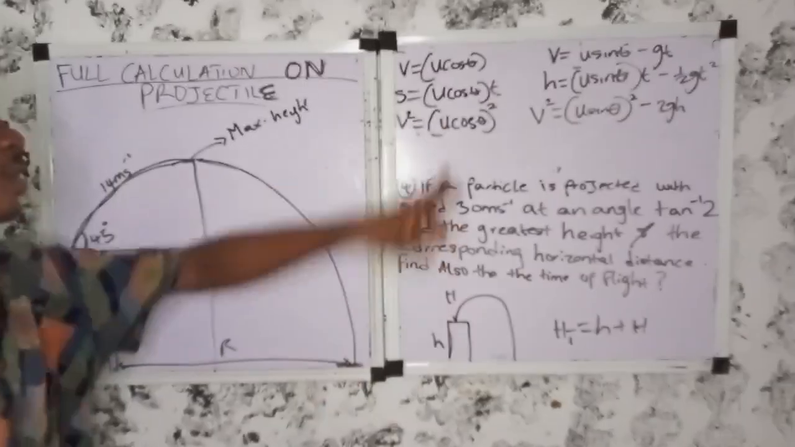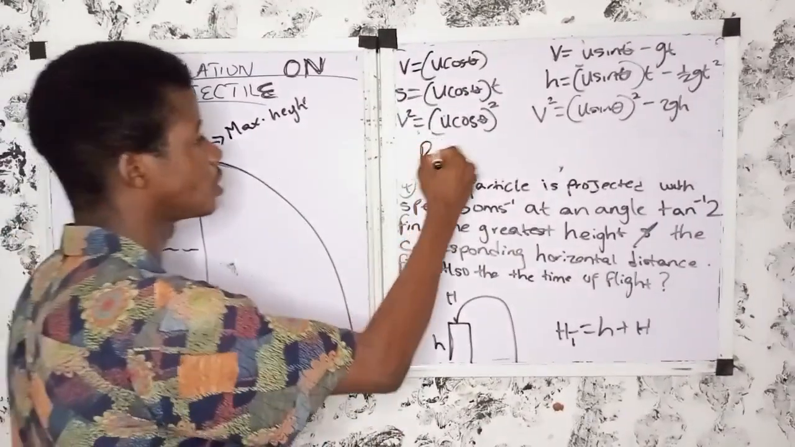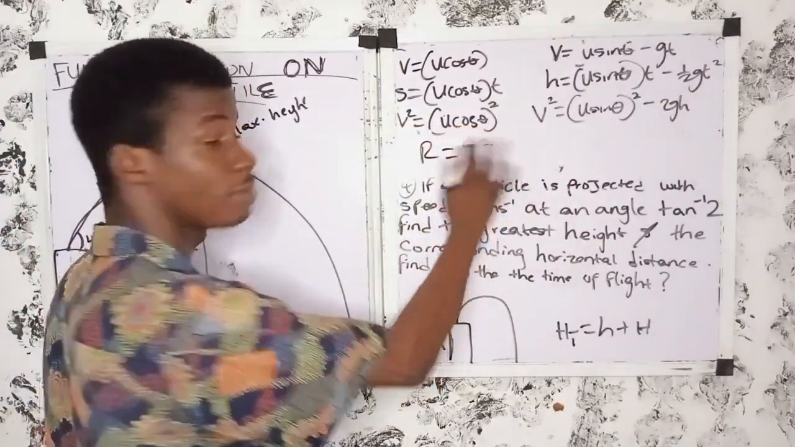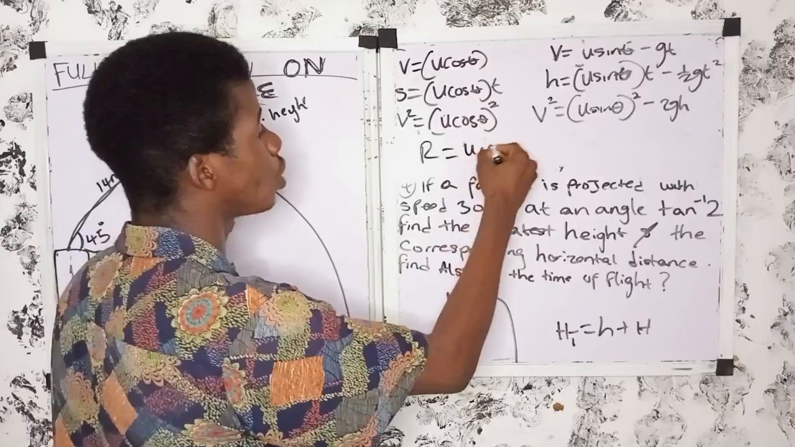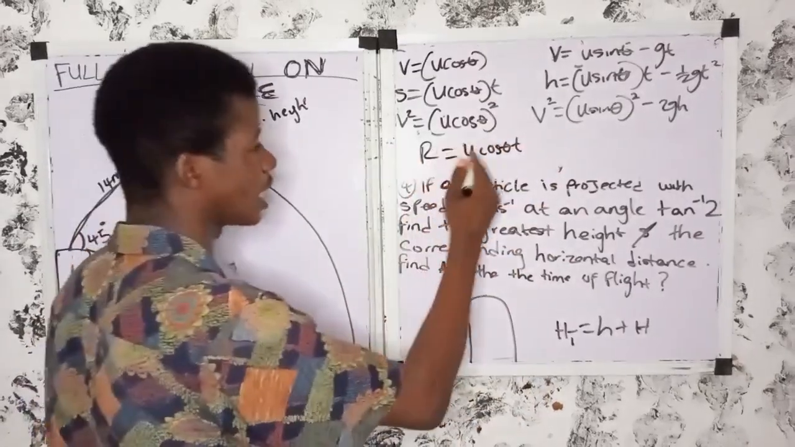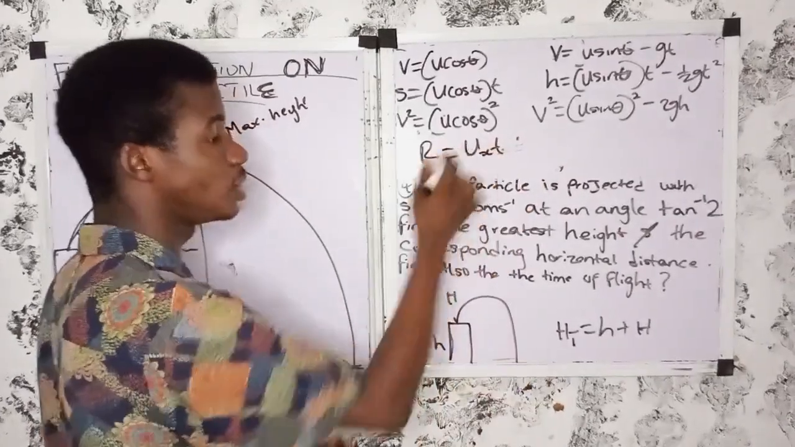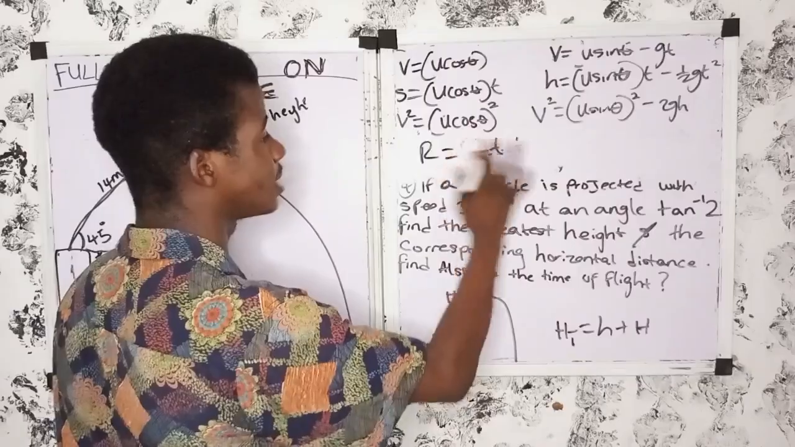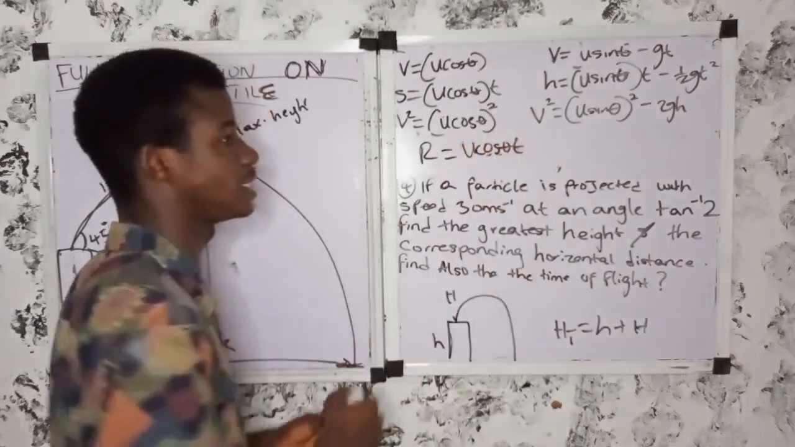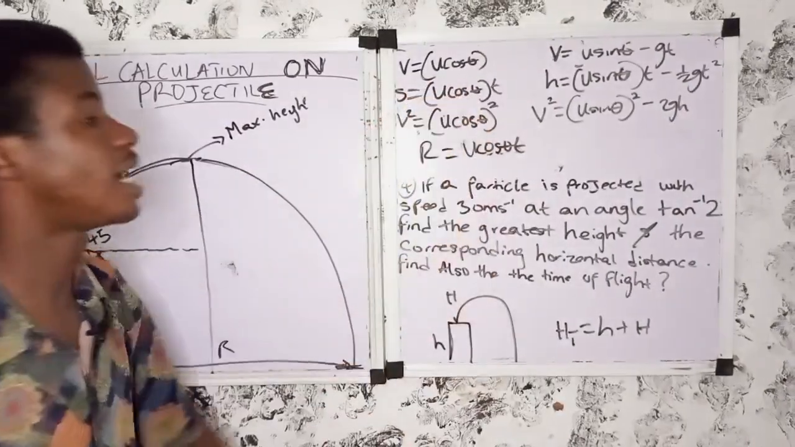Question 2 is range. Remember, range is equal to what? Ux times t, right? And I told you guys in the previous class that Ux is what? U cos theta, right? So range is equal to Ux times t. Then this Ux is equal to U cos theta times t. So range is the same thing as this second equation.